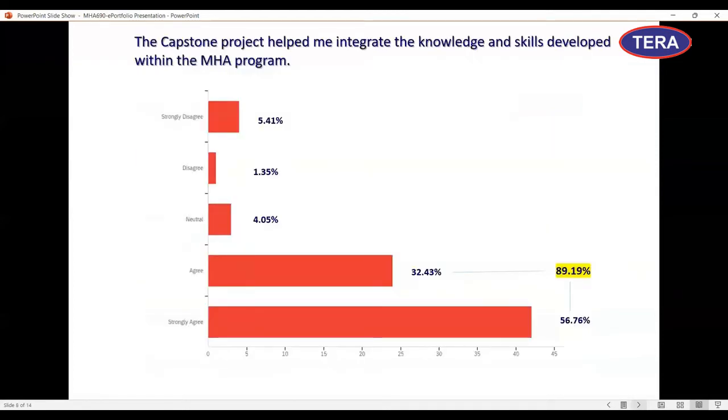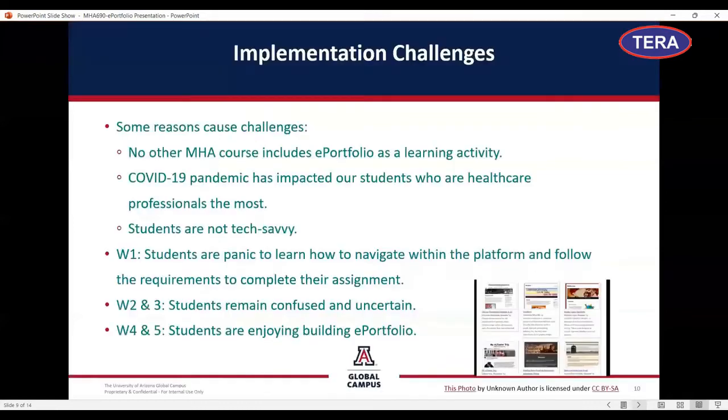When asked, the Capstone project helped me integrate the knowledge and skill development within the MHA program, 89.19% of respondents agreed with this statement. There are some challenges in the implementation stage. This is the first MHA course asking students to create their e-portfolio.